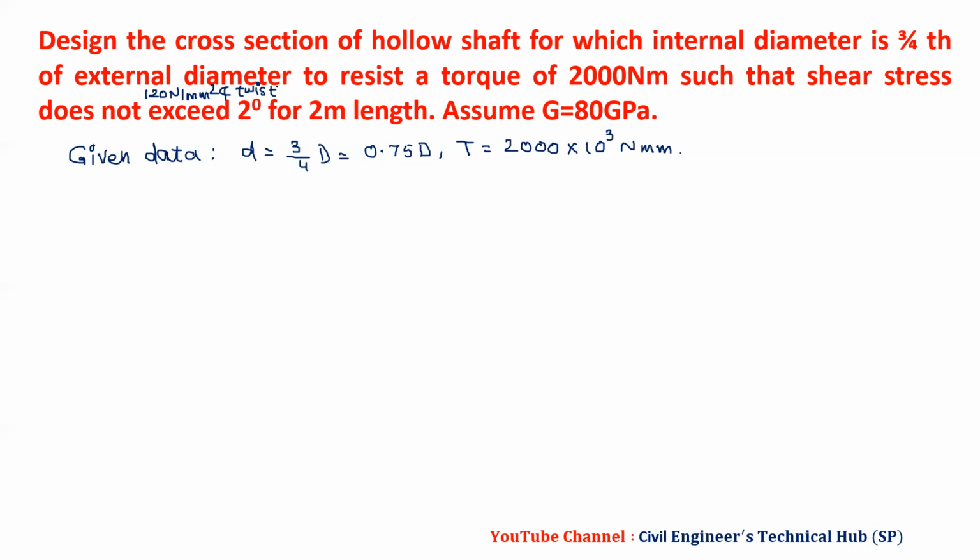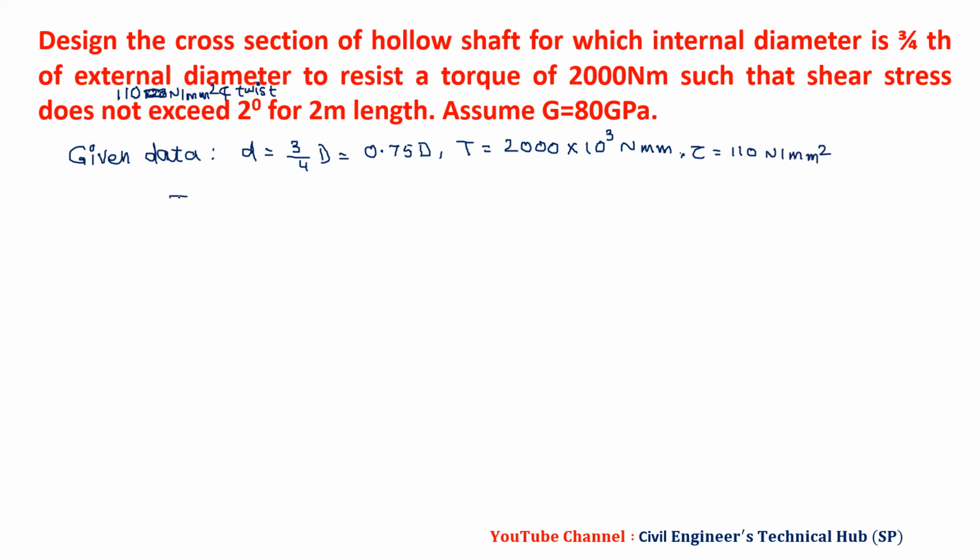Sorry, tau we have taken, I will check it. So tau in question is taken as 110. So now you just check it. If you have 120, then keep as it is, but whatever I have taken it as 110. So now we have given tau 110 Newton per mm square. And we have to find cross section.